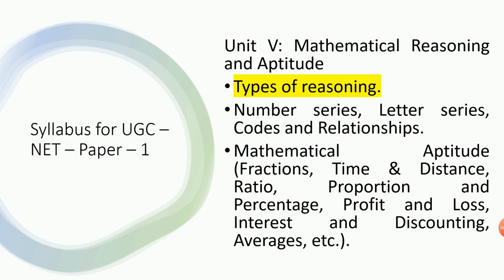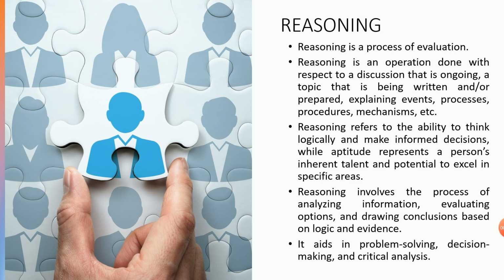So this is the Unit 5 content. In the upcoming classes we will see all the number series, letter series, all those things. Today's topic is types of reasoning. First thing, what is reasoning? In general terms, we need some justification for what we are doing or what thing is happening. That could be said as reasoning.